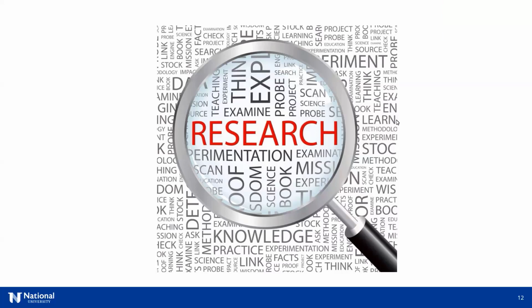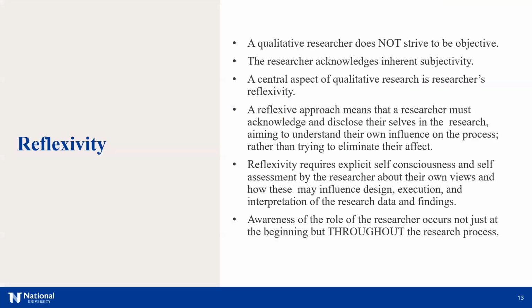Okay, so as we can see already, the research process is fairly extensive and complex. There's a lot to take in, there's a lot to consider, and there's a lot to be very cognizant and sensitive to. Let's take a deeper dive now into this whole idea of researcher reflexivity. As I said, the researcher does not strive to be objective because they cannot. They acknowledge their inherent subjectivity, which are their biases, assumptions, preconceived notions, prejudices even.